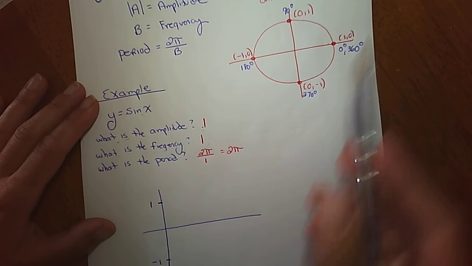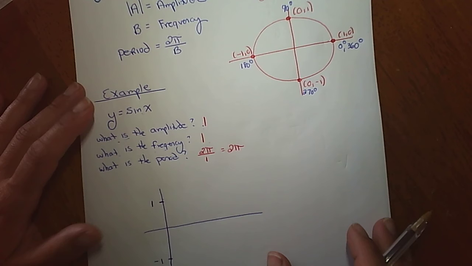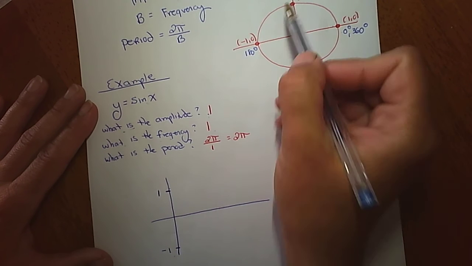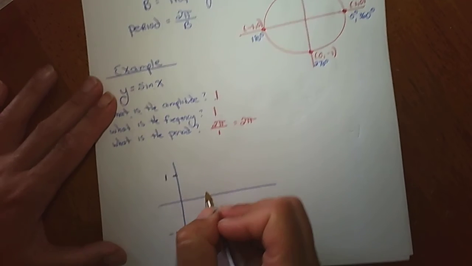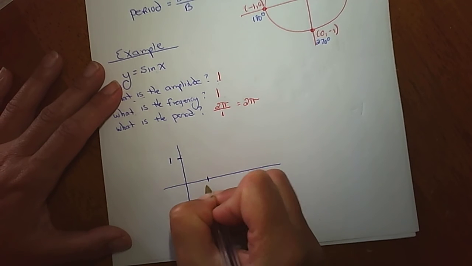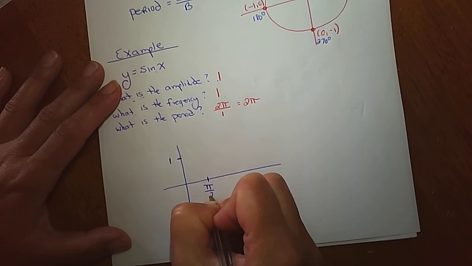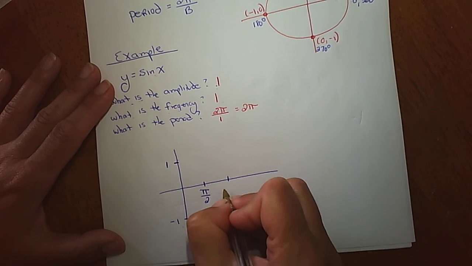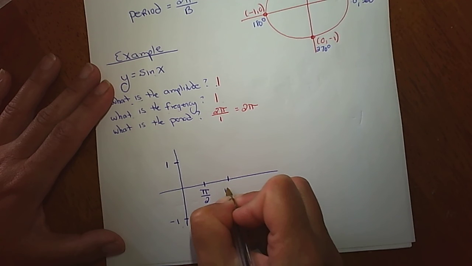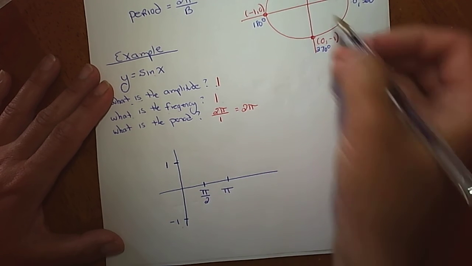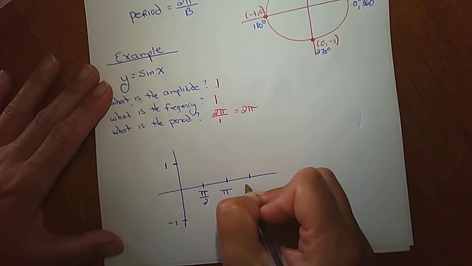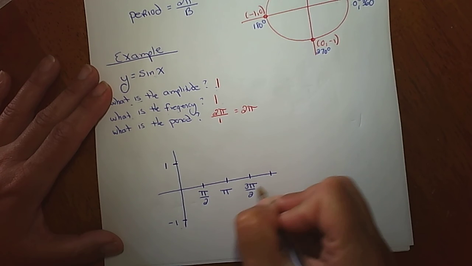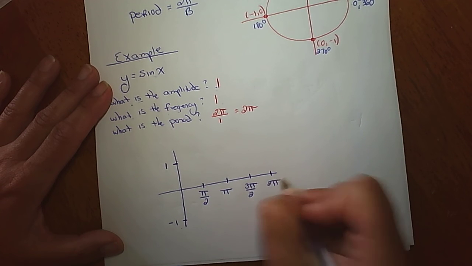All right? Now, when I label my x-axis, you're going to label it in radians. So 0 degrees is 0, and instead of putting 90 degrees here, we're going to use radians, and that's pi over 2. 180, this would be 2 pi over 2, which reduces just to be pi. 270 is 3 pi over 2. And 360 would be 4 pi over 2 or 2 pi.